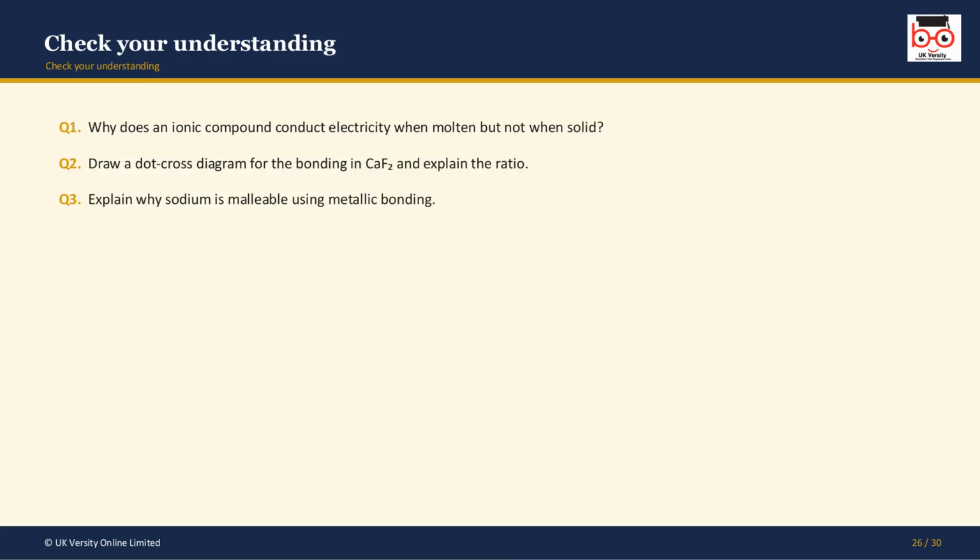Let's check your understanding. First, why does an ionic compound conduct electricity when molten but not when solid? Second, can you draw a dot-cross diagram for the bonding in calcium fluoride, CaF2, and explain the ratio? And third, explain why sodium is malleable, using metallic bonding. Take your time with those.